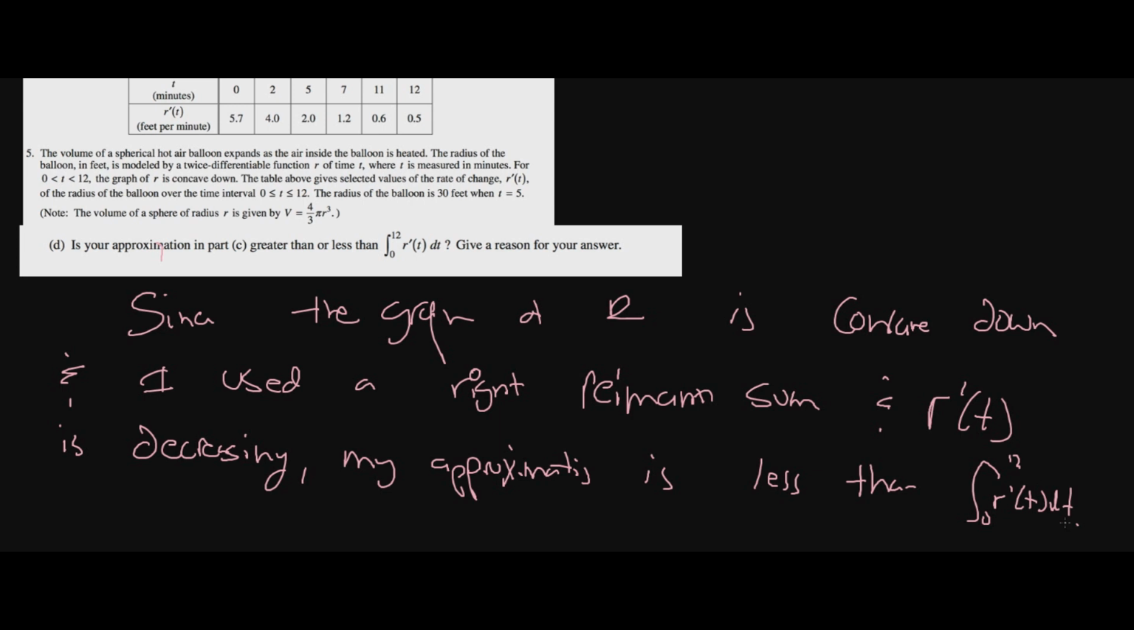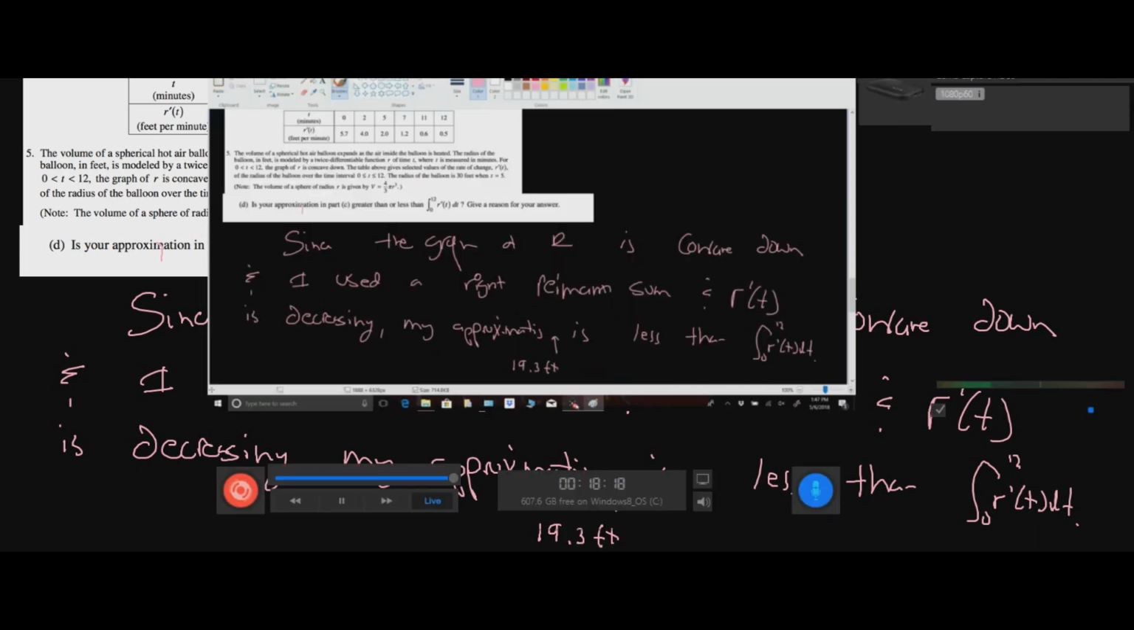We know R is concave down, which is just something that was added. We also know R prime is decreasing. We know we used the right Riemann sum. Therefore, my approximation, which was 19.3 feet, is less than this value right there. Good. Beautiful. And that concludes that question. Pretty tough nonetheless, but hopefully you feel better.